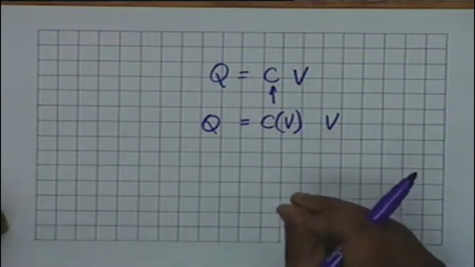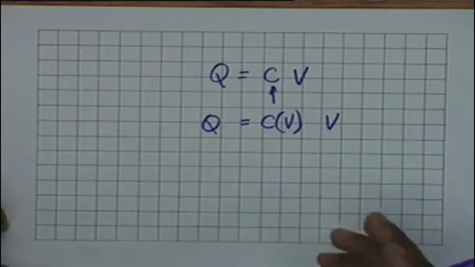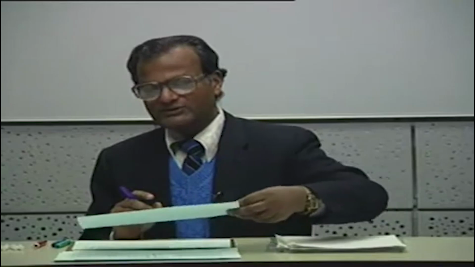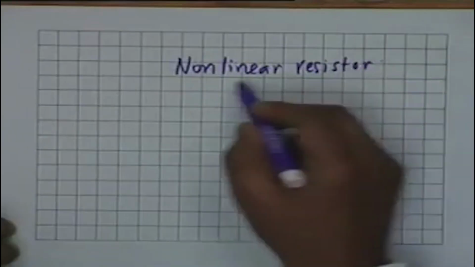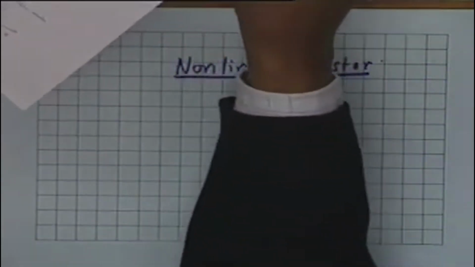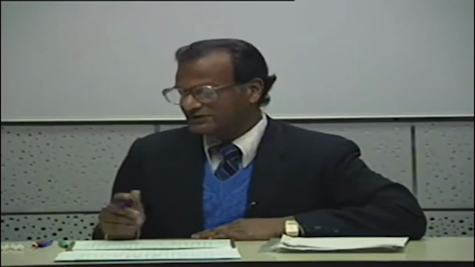So we can have a non-linear resistance, we can have a non-linear inductor and a non-linear capacitor. Let's concentrate our attention on first non-linear resistors. Non-linear resistor. How does one characterize a non-linear resistor? Well, one of the ways is to use, instead of analytical method, a graphical method.